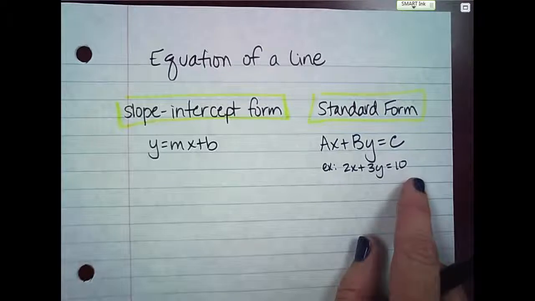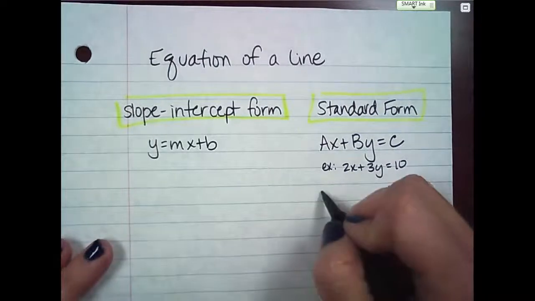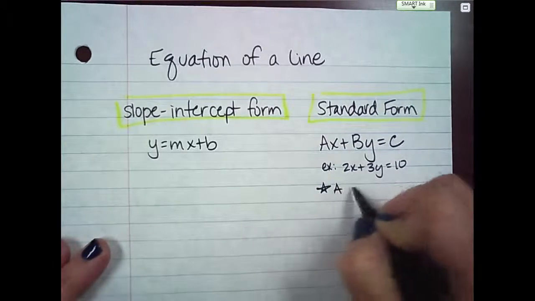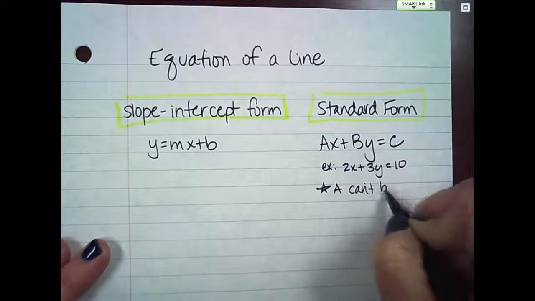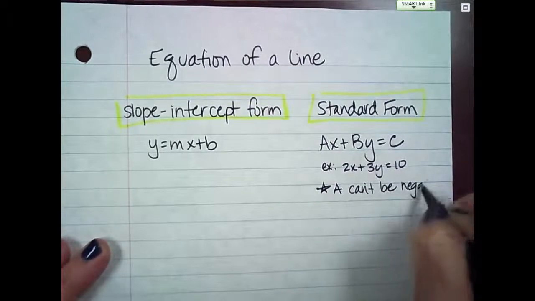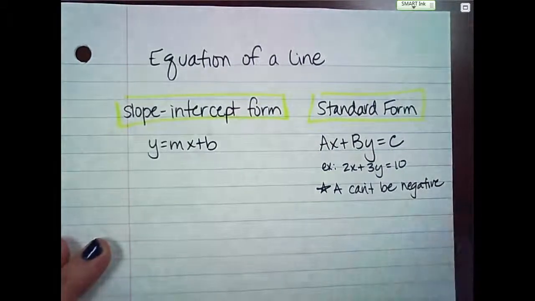But there's two really important things on this. You need to keep in mind that a can't be negative. What can a not be? Negative. Okay, don't be mad at yourself on a quiz and test when you forget. A can't be negative. That's a silly mistake that you're likely to make, so be careful.